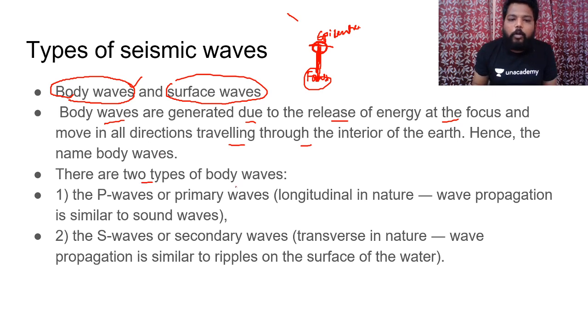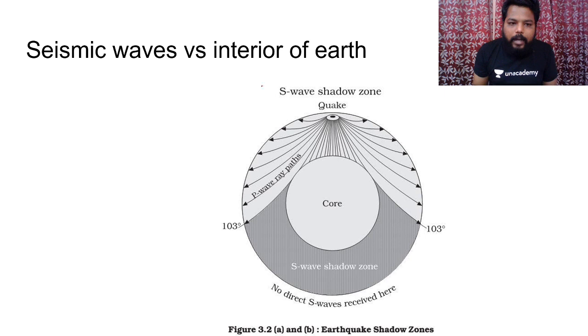There are two types of body waves. One is P waves, or primary waves, which are longitudinal in nature, and the wave propagation is similar to that of sound waves. The second type is S waves, or secondary waves, which are transverse in nature, and the wave propagation is similar to the ripples on the surface of water. Got this point? Clear?